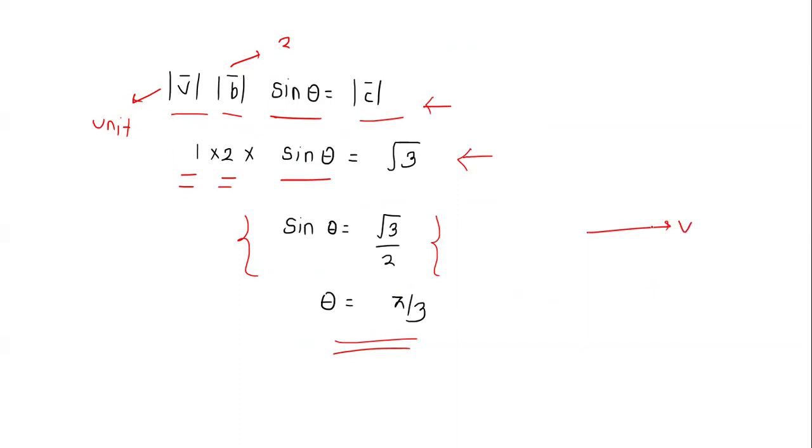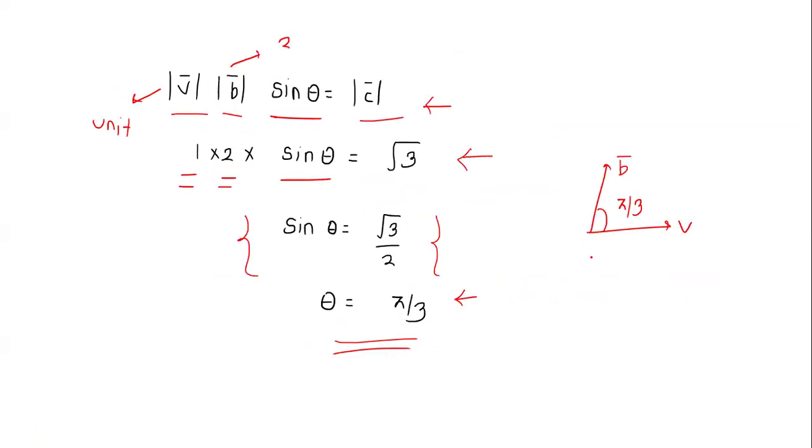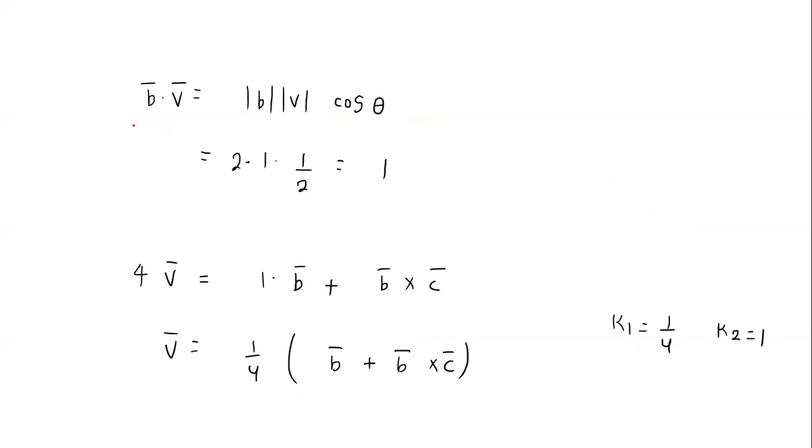So here we have this vector v, and here we have this vector b, and the angle between them we found is pi by 3. Now we can easily calculate the dot product also. We need to find out the dot product. We know the length of vector v is 1, the length of vector b is 2, and the angle between them we also know. So the dot product is length of vector b multiplied by length of vector v multiplied by cos theta. This is 2, this is 1, and cos theta value is half, because theta is pi by 3, so cos pi by 3 is half, and this dot product will come as 1.